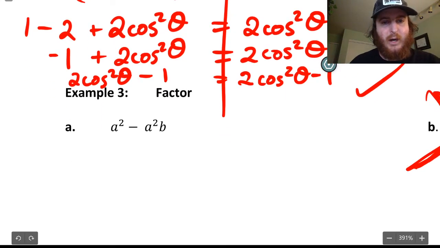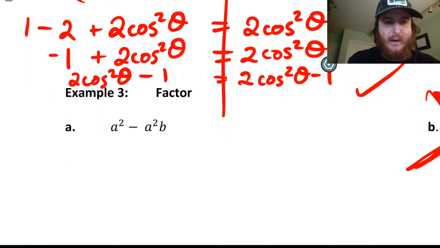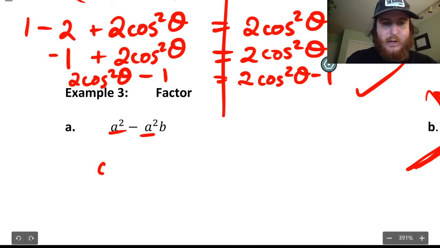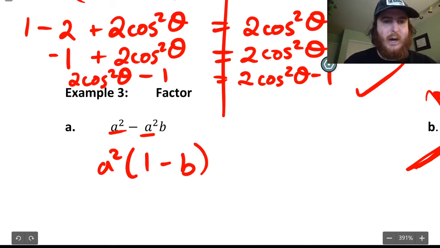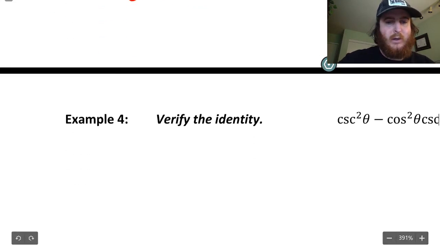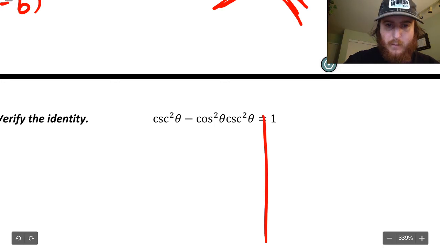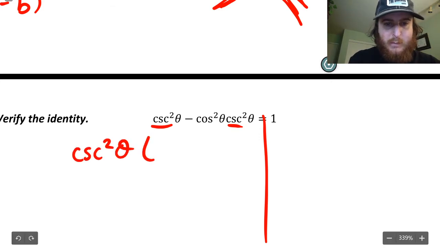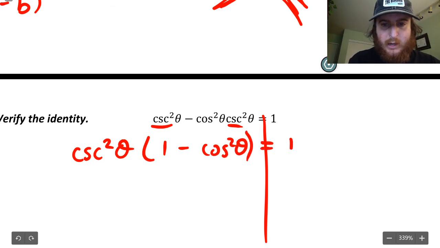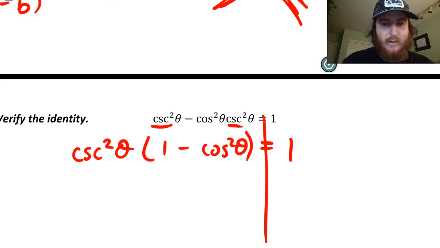So kind of another concept that we have, right? This should be really easy for us to factor. If you had a squared minus a squared b, right, we can factor out an a squared from both terms, and we have 1 minus b left. We can do the same thing with trig. So when we have something with trig in it, if we're verifying an identity, I notice, hey, I have cosecant squared and cosecant squared in both. So I can factor out a cosecant squared theta because it's in both of these. And this is something we actually will do in calculus a little bit, is that factoring of trig terms.